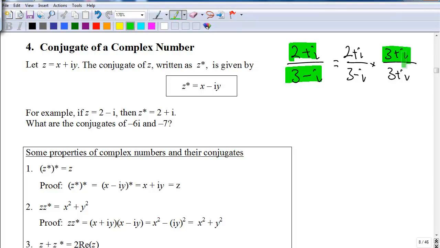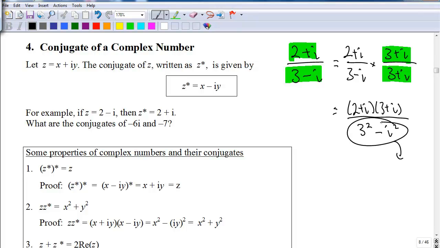Now the reason why I want to do this is because in the end I will always get a real part at the denominator. The top part is just multiplying the two complex numbers. Below you get 3 squared minus i squared. This part here is always going to be real.